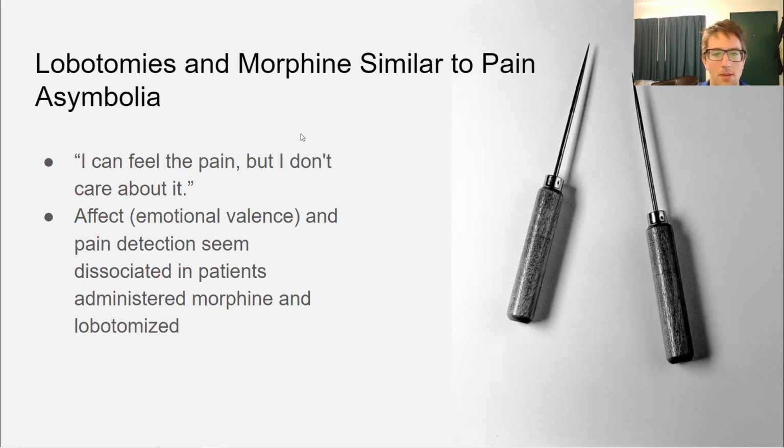The affect, the emotional valence, what the pain means, what the sensory information means, is highly dampened. The second order processing of the pain information is how this is similar to pain asymbolia. And you will get these patients saying things like, I can feel the pain, but I don't care about it.